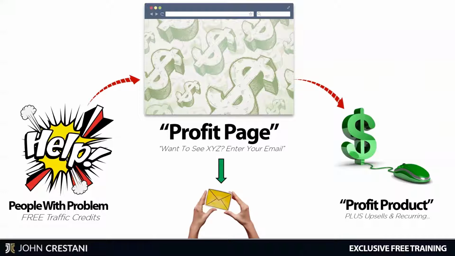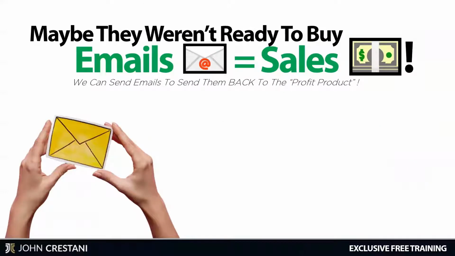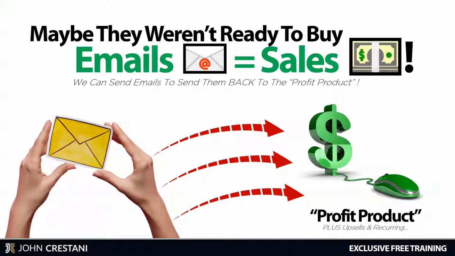Here's why that's important. Sometimes when you're using these free traffic credits, the folks you're advertising to might not be ready to buy something. Think about it. Most people aren't ready to buy right away. So when we capture their email, we send them a couple emails reminding them to go back to the profit product. And here's the thing, you don't have to write a single word. The product creator has already given you what you need to put on that page, on that email. They've already created them for us.